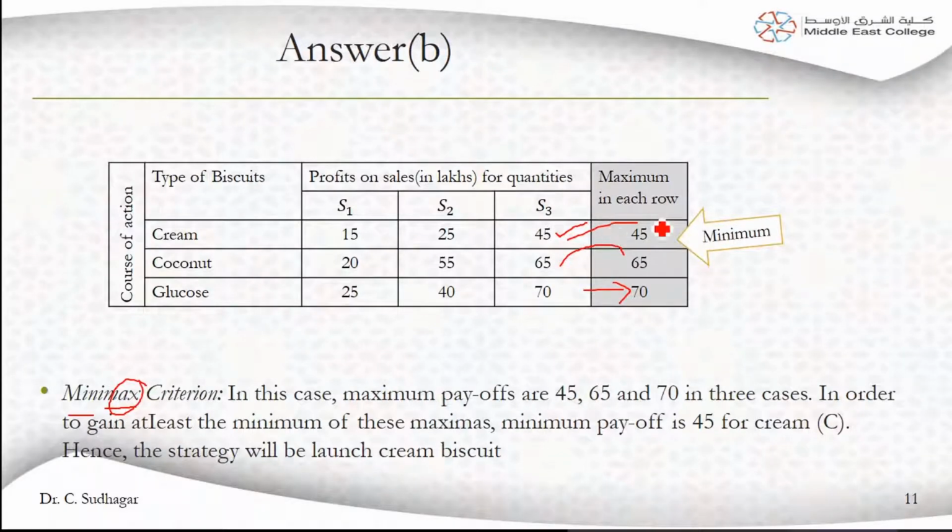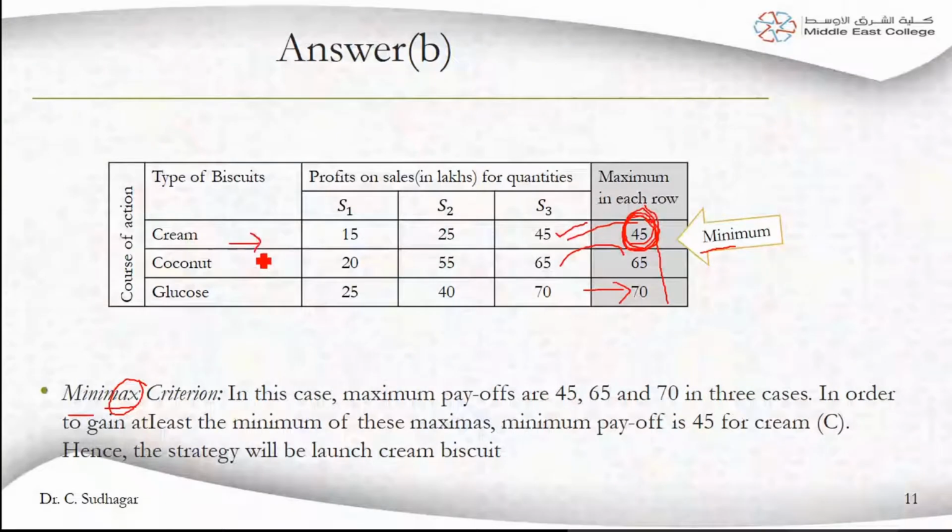Out of all these big numbers, you are going to choose the small number now. So minimum means small. What is a small number? 45 is the small number here. So that means if everything is favorable, but you want to make a very sure, very perfect decision, make the cream biscuit. If you are preparing the cream biscuit, 45 lakh is the best profit for you. So these are two extreme cases: worst market and the best market.